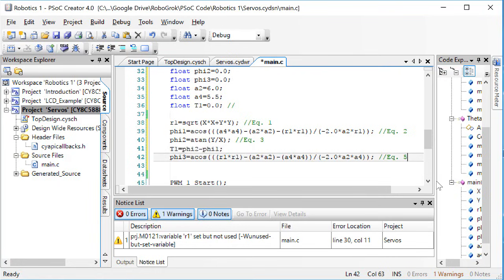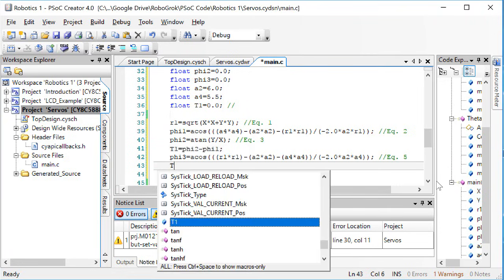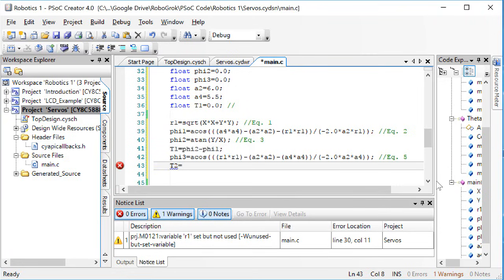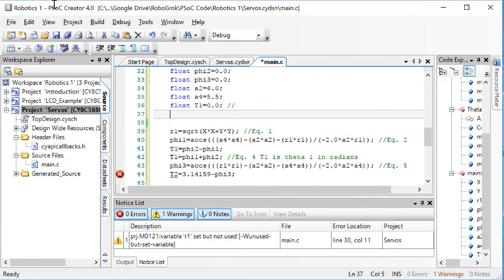And we only have one equation left here. We've got T2 is equal to, we put 180 minus phi3. However, let's keep in mind that this phi3 is actually in units of radians. So I don't want to use 180 here. I better use pi. 3.14159 will be plenty close for our purposes. Then let's go back up and declare T2.